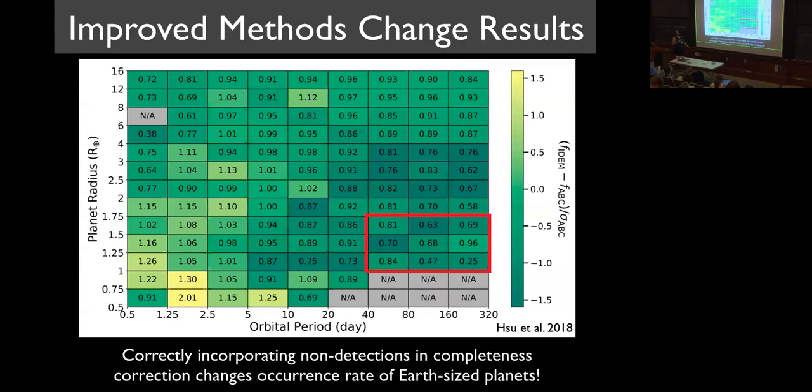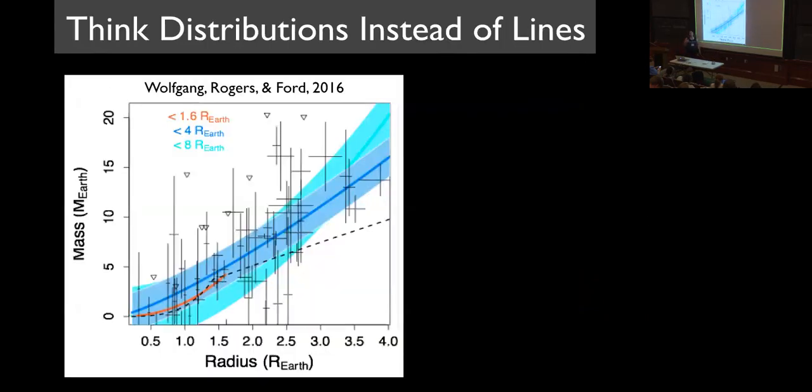Another point here that I want to make about improving methodology is thinking about distributions instead of lines. When you're thinking about trends in the population, often, especially for exoplanets, there's enormous diversity of exoplanet properties. And so instead of just fitting lines and finding the average trend, what you might want to do is actually to think about what the distribution is. So you're more fully characterizing the population itself. This is an example from my work where I did this. This is the mass-radius relation. I was interested in predicting exoplanet masses based on their radii.